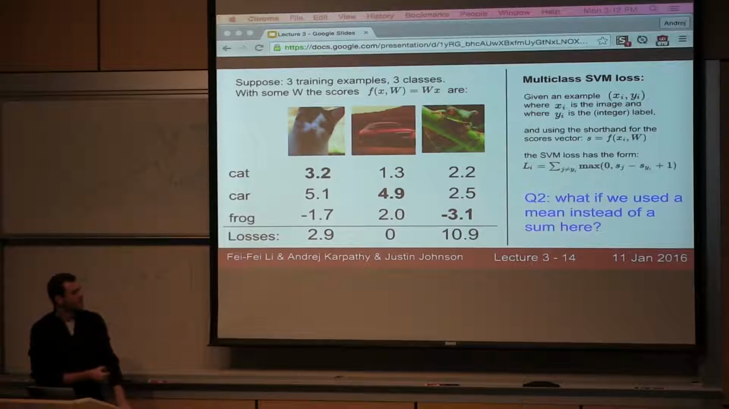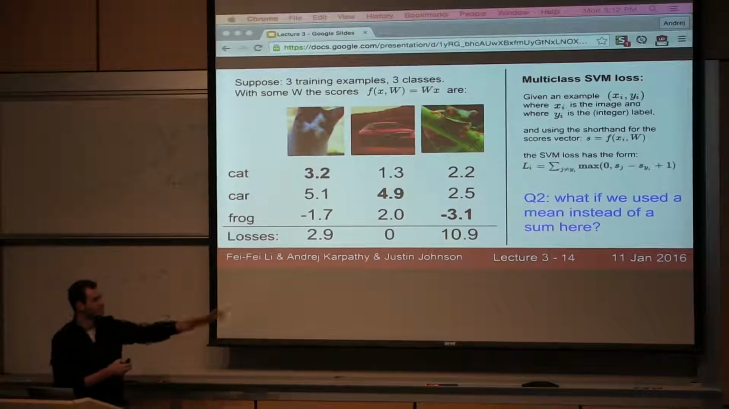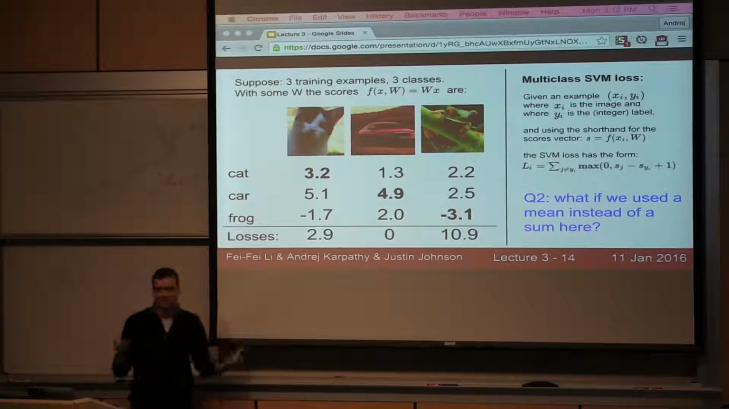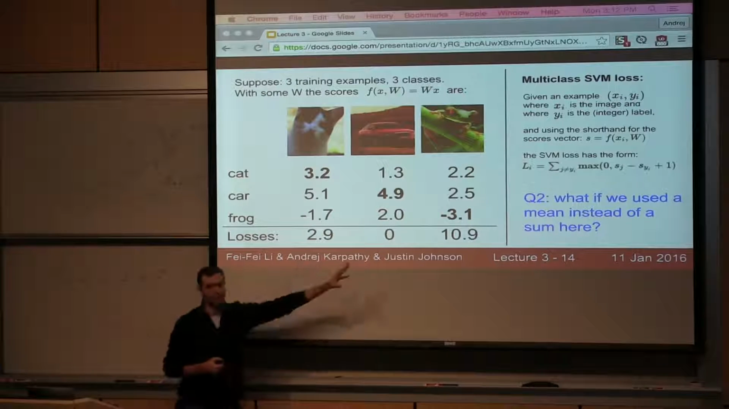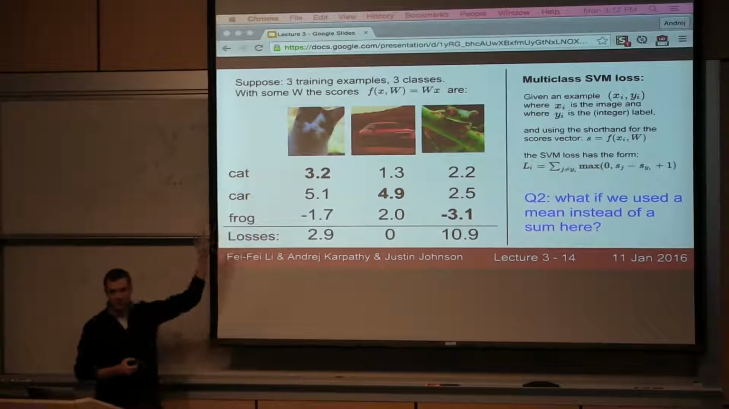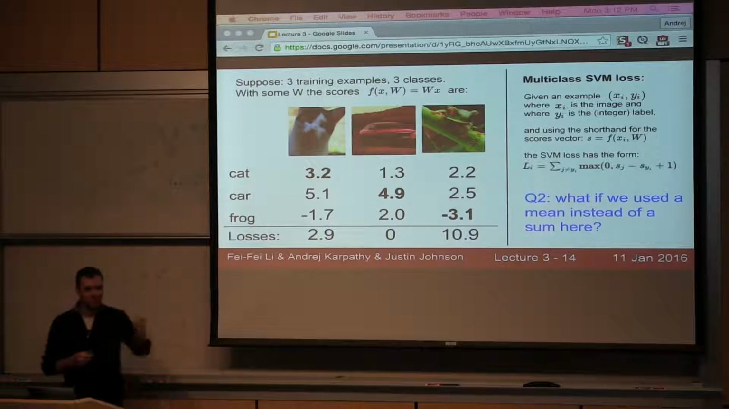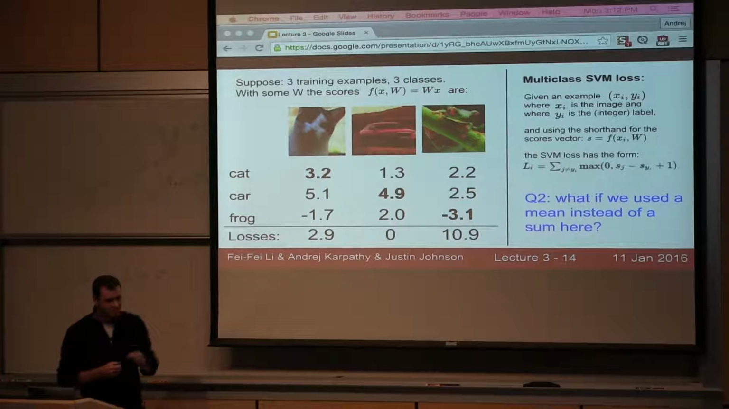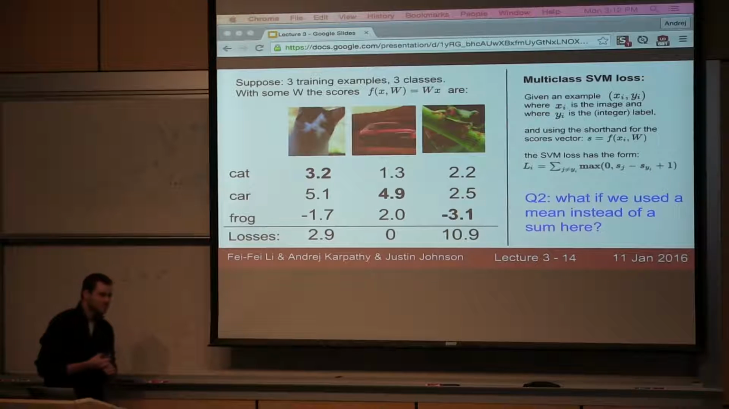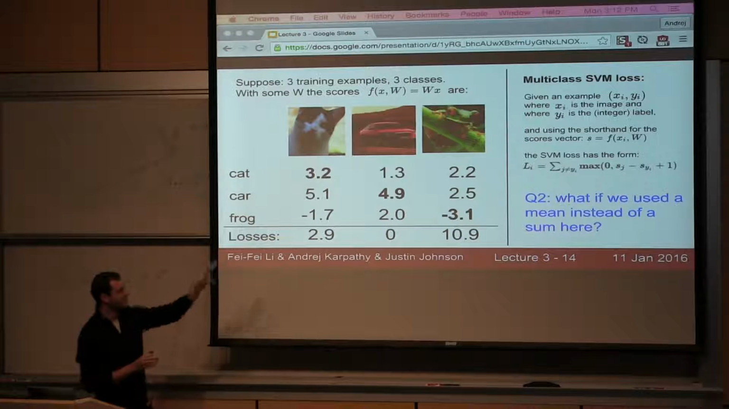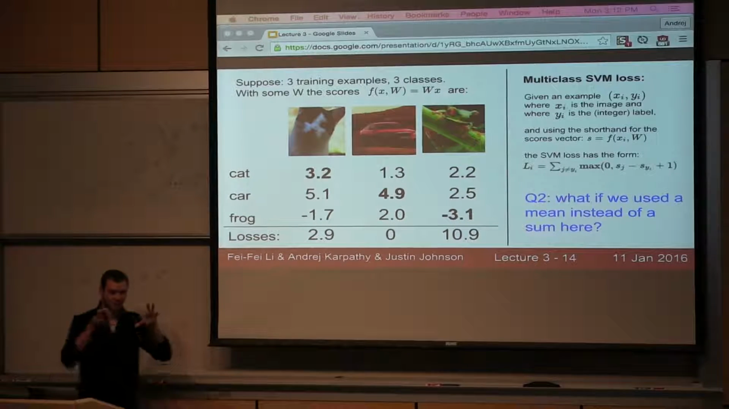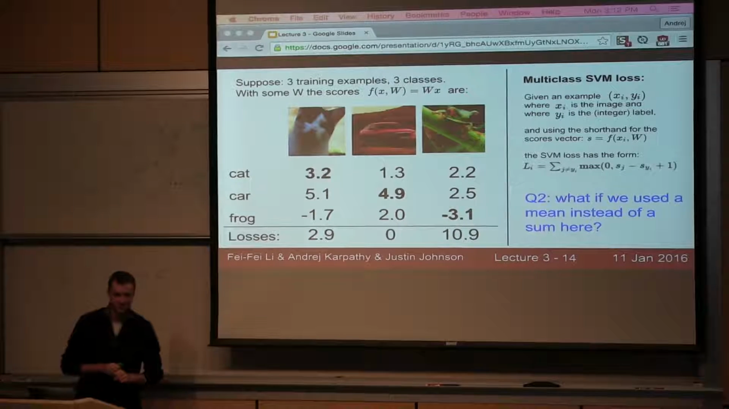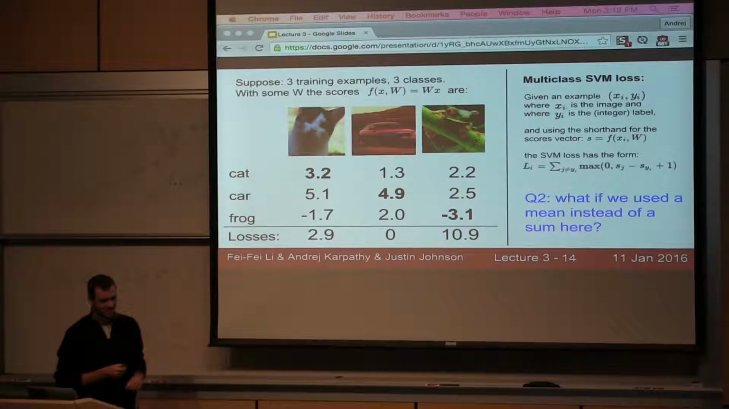Second, what if we used a mean instead of a sum, right? So I'm summing up over all these constraints. What if I used a mean? Just like I'm using a mean to average over all the losses for all the examples, what if I used the mean over the score constraints? Go ahead. If you have too many classes, that would sort of dilute the loss, possibly. So you're saying if there were too many classes, that would dilute the loss. You're right in that the absolute value of the loss would be lower. It would actually just be a constant factor. It would be the number of classes, you divide by the number of classes.